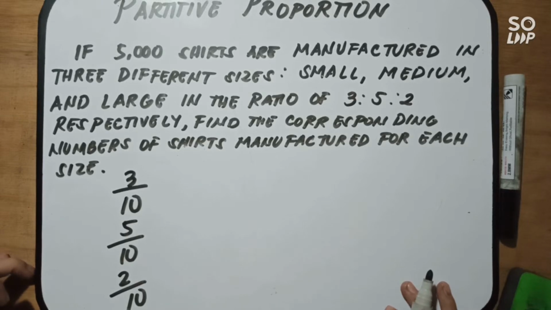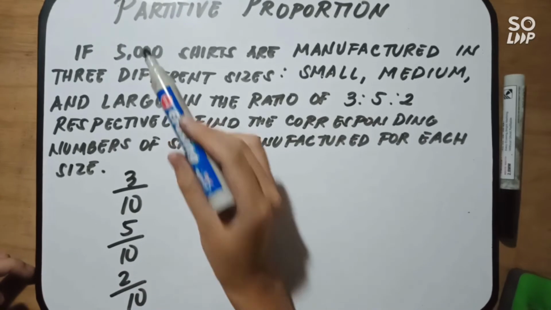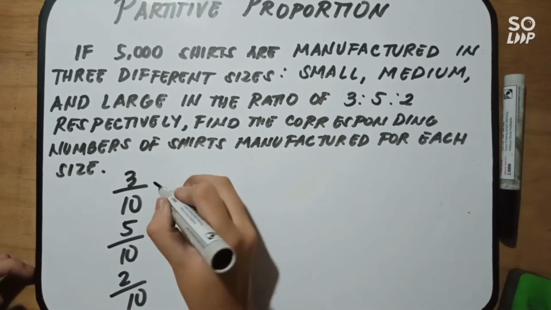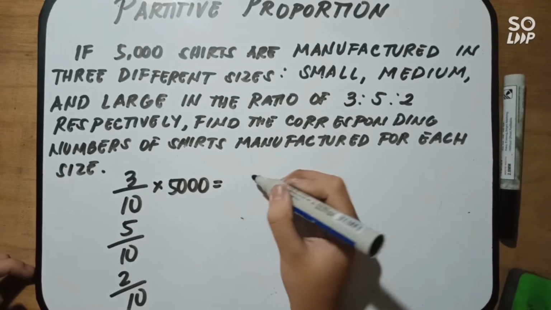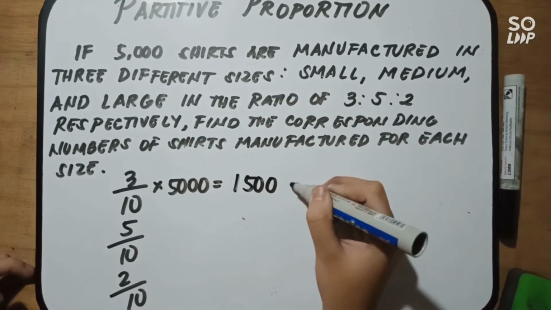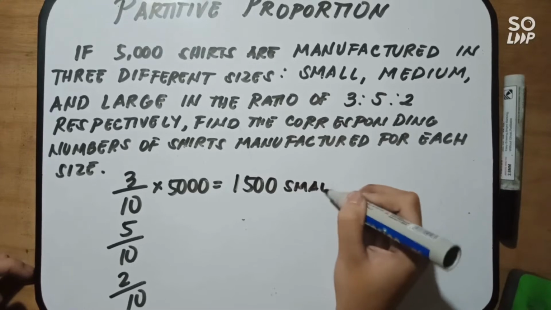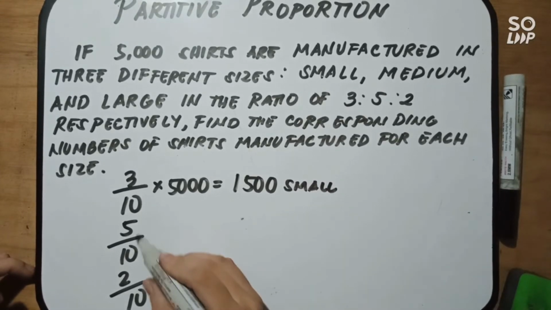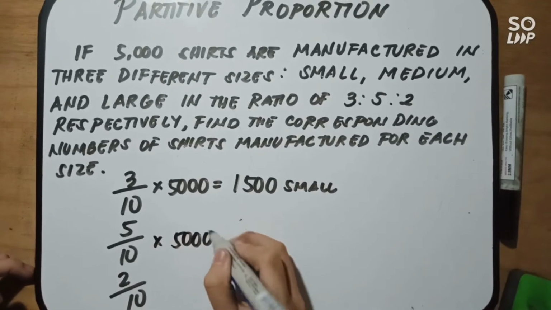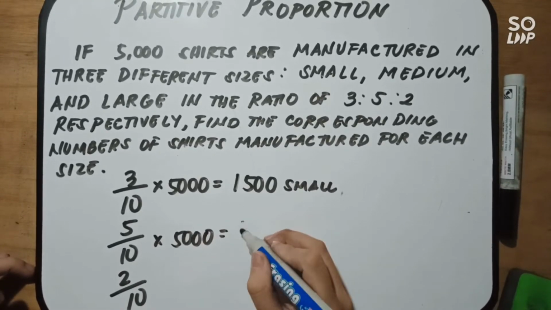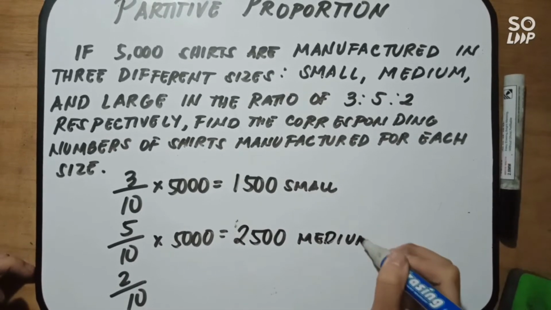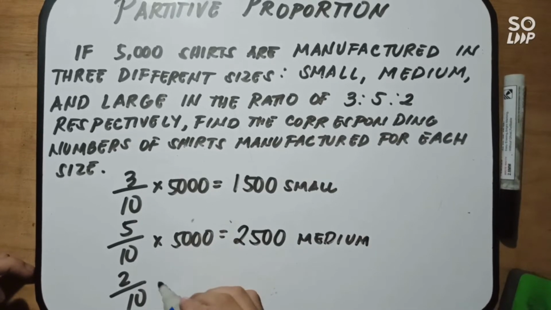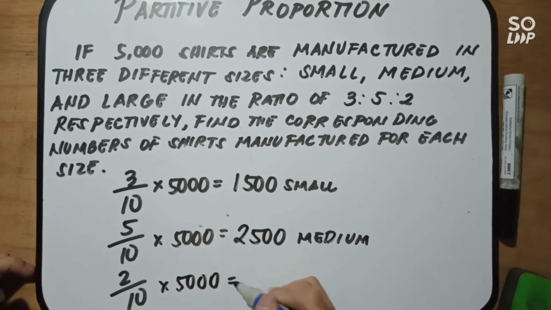The second step is to multiply each ratio by the total number of shirts, which is 5,000. So 3/10 times 5,000 is equal to 1,500 small size shirts. 5/10 times 5,000 is equal to 2,500 medium size shirts. And then lastly, 2/10 times 5,000 shirts is equal to 1,000 large size shirts.